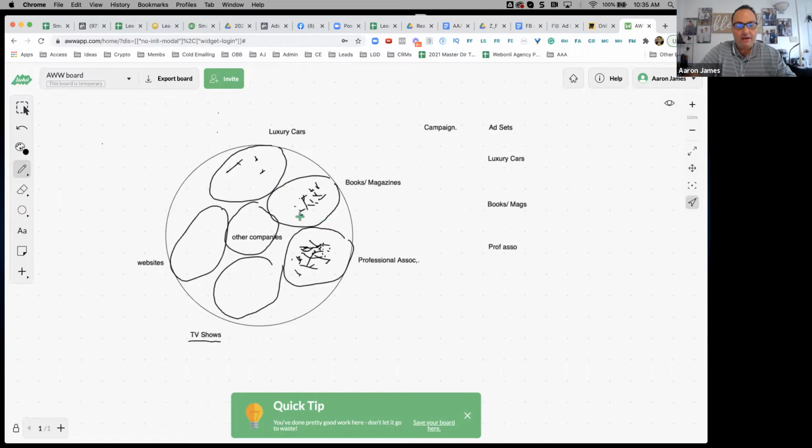Now let's say that your advertising budget is $50. Over here, this is $50. You start to identify that books and magazines, these two are doing really, really well. So you turn off this ad set, you turn off that ad set, and now you're just running essentially these two. Does everybody understand how that works real quickly?